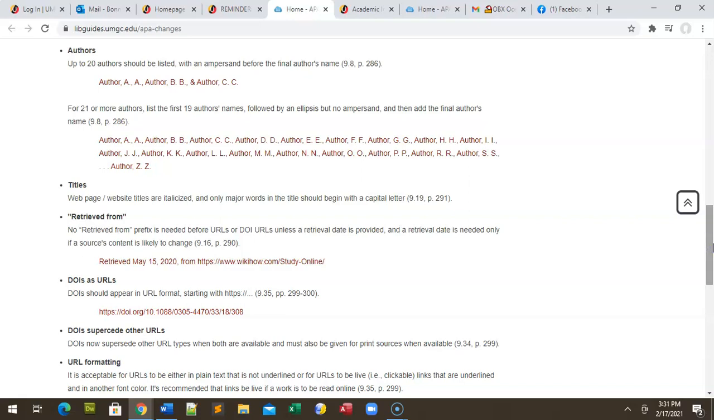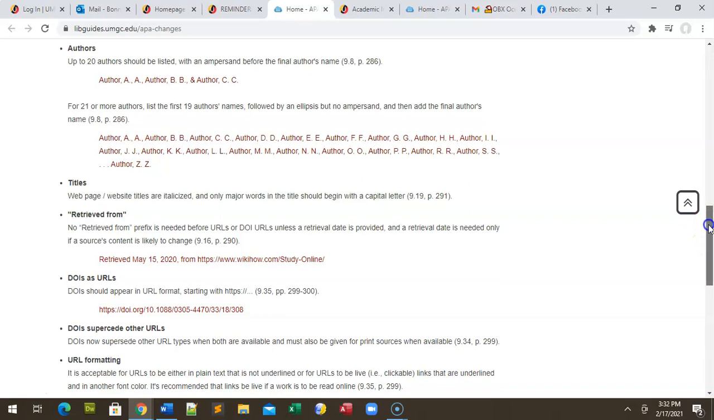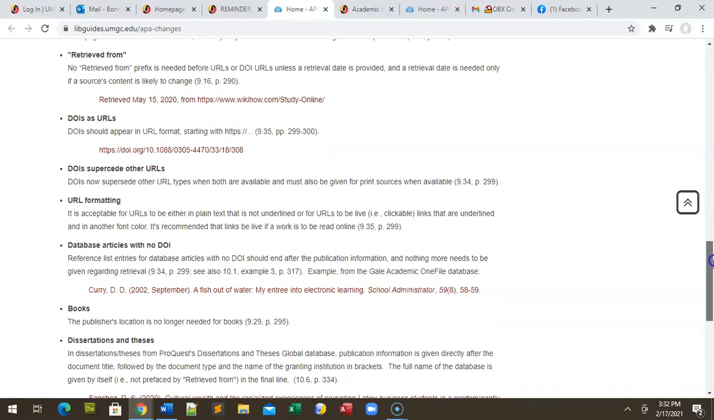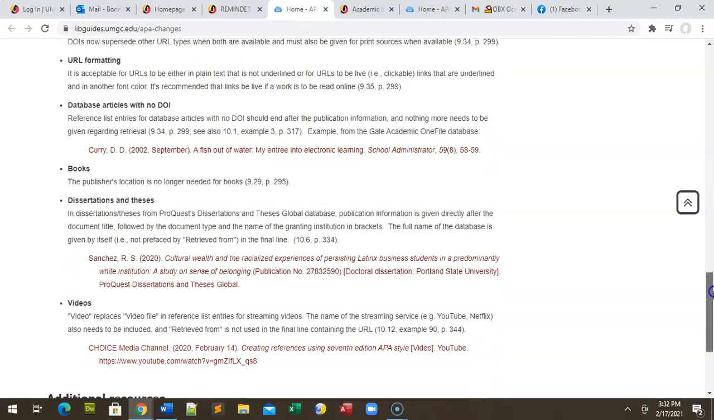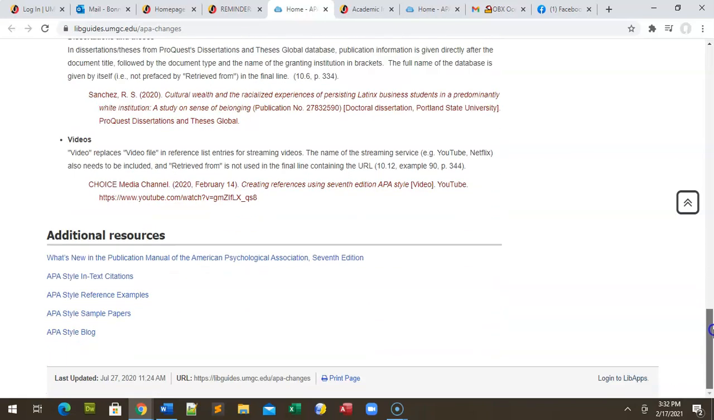If you don't have an author given, then the title or the website page will be where the author's name would normally fall. But again, it still goes into alphabetical order. Different looks at other things, books, dissertations, videos, and then there's some additional resources here.